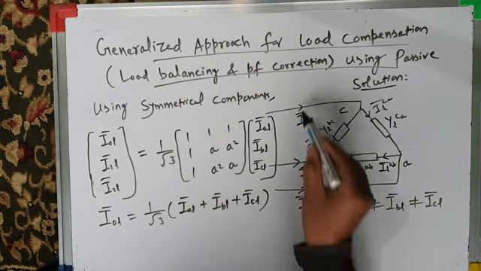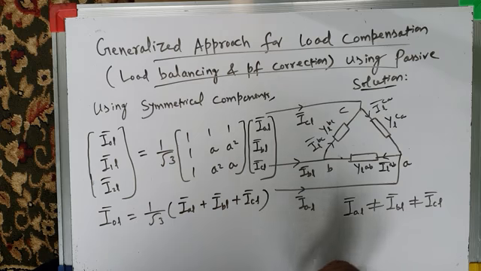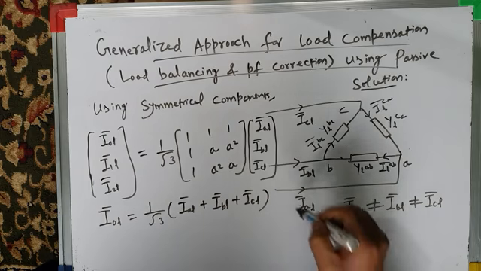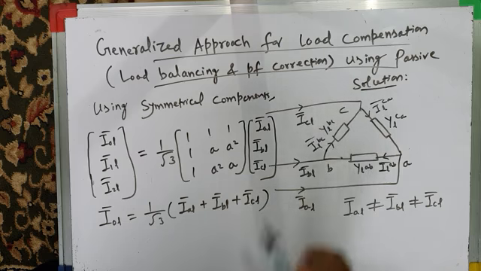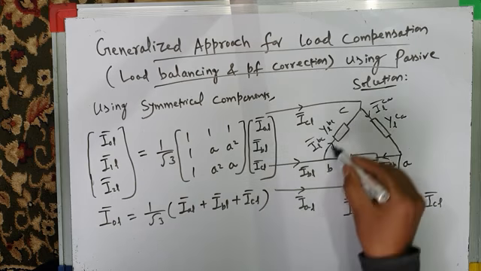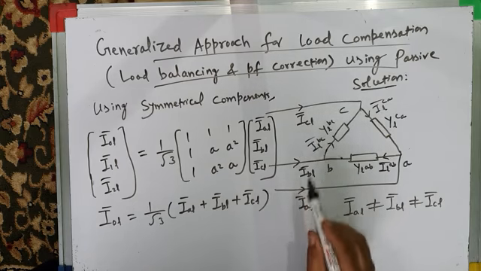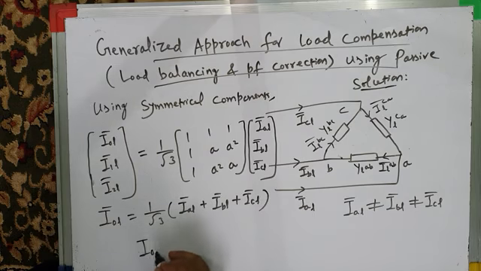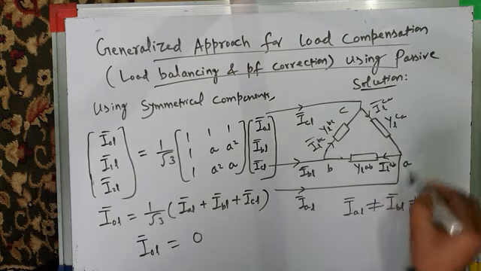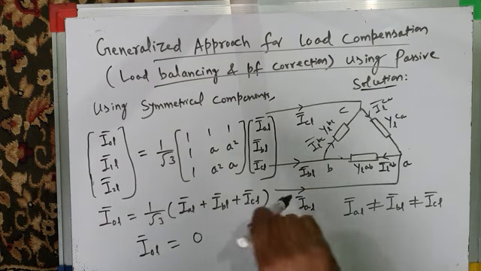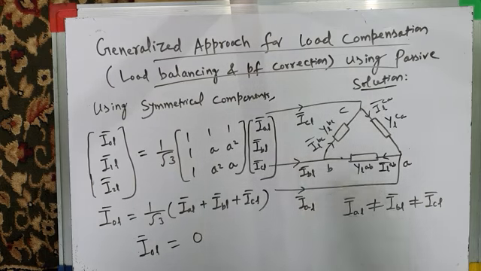What is the sum of three line currents? Since this is a delta connected load, it's not a star connected load. Had it been a star connected or Y connected unbalanced load, then IAL plus IBL plus ICL would not have been equal to zero, it would have been equal to the neutral current. But for a delta connected load, you don't have any neutral. So therefore, the phasor sum of three line currents is always zero. So therefore, there is no zero sequence current flowing in this delta connected load. Remember, a delta connected load does not allow any zero sequence component of current to flow in the lines.